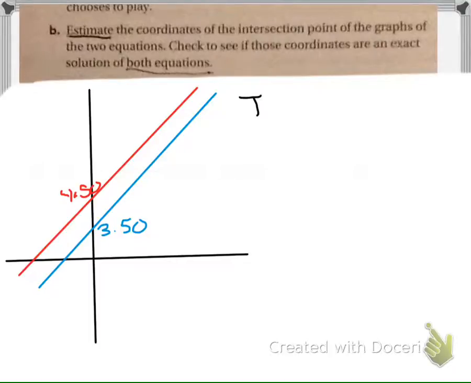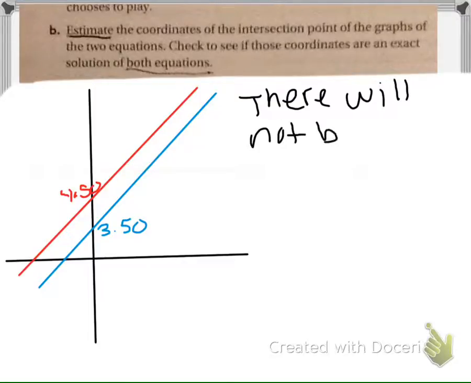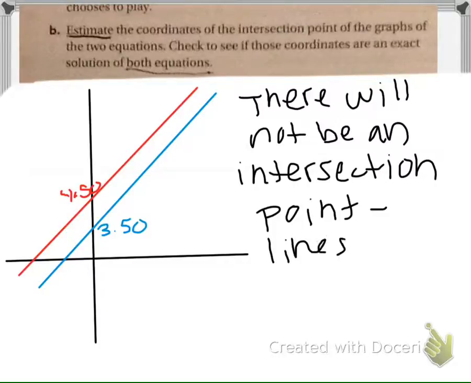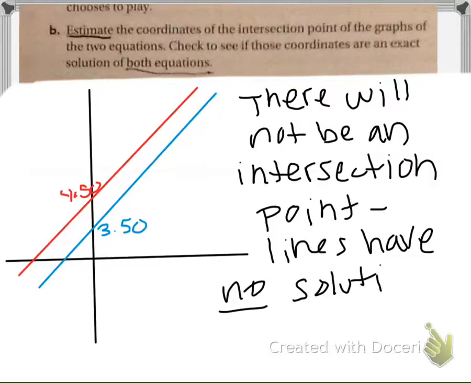So I'm going to write for B, there will not be an intersection point. Lines have no solution. Okay, so I didn't have to do any work for B besides write that they will not intersect.